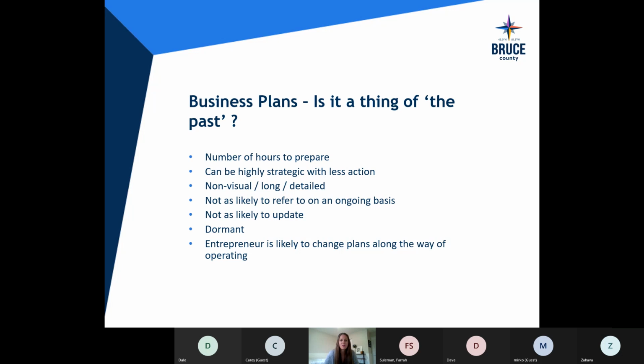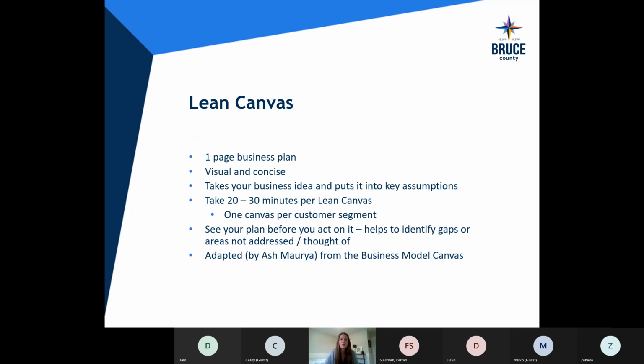A traditional business plan, you're maybe not as likely to refer to it on an ongoing basis. You might write it and then put it on your bookshelf and never look at it again. In addition, you might not update it because it's stuck on your bookshelf and you can't see it. So in that sense, it becomes dormant. What we're looking at today is how we can take the information that you have planned out for your business and put it on paper, but making it visual, quick, and simple. The lean canvas is one of those awesome solutions.